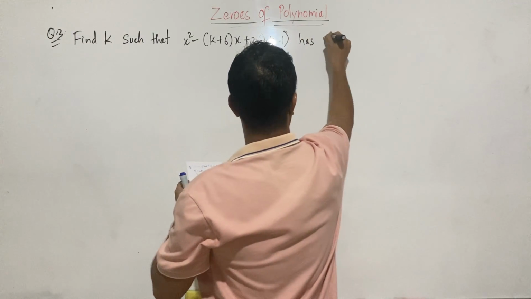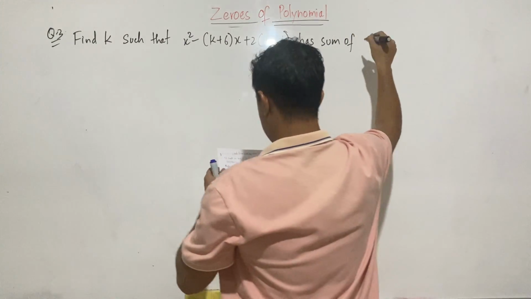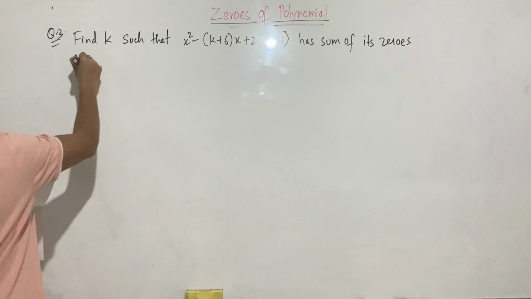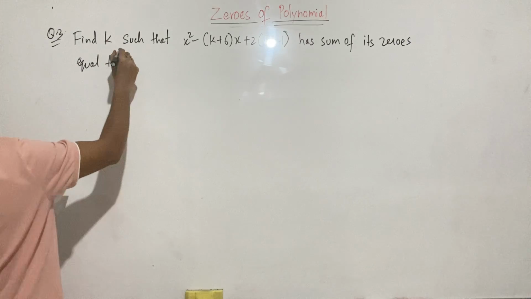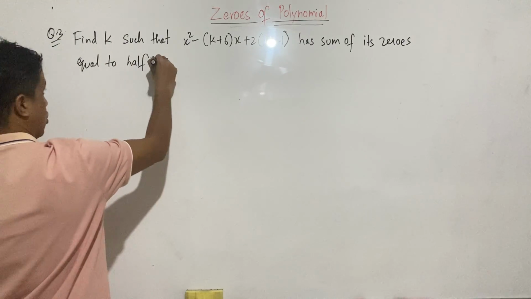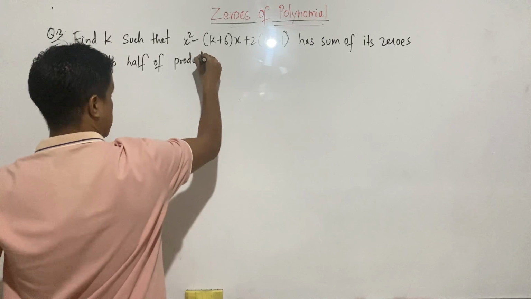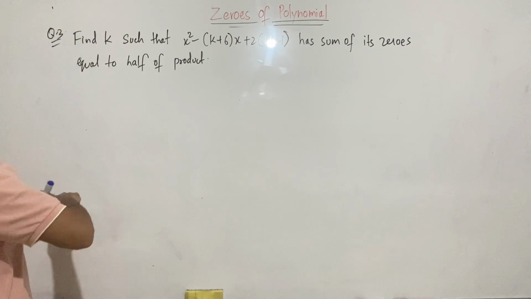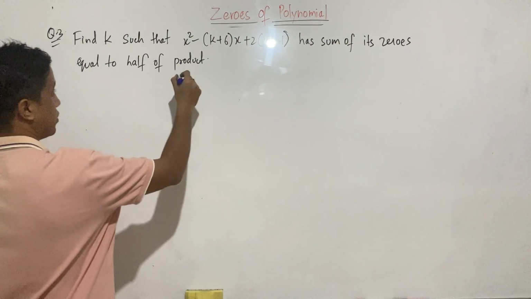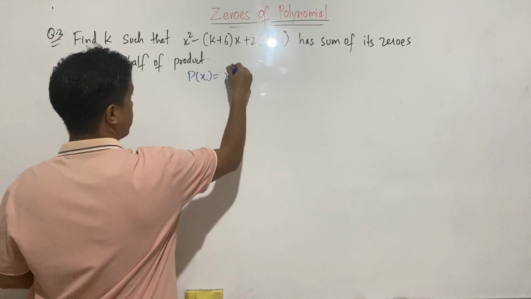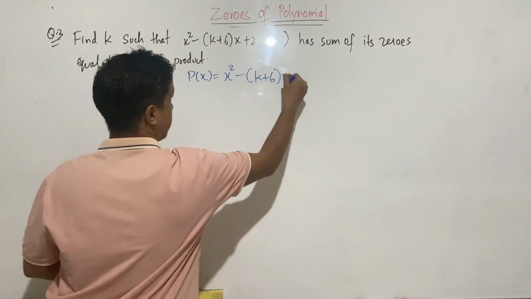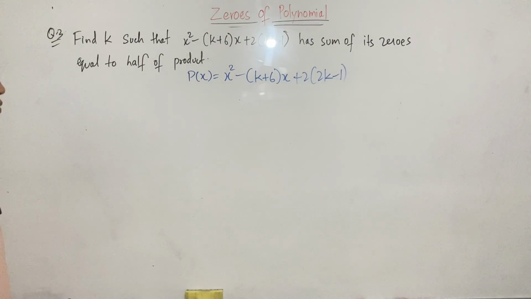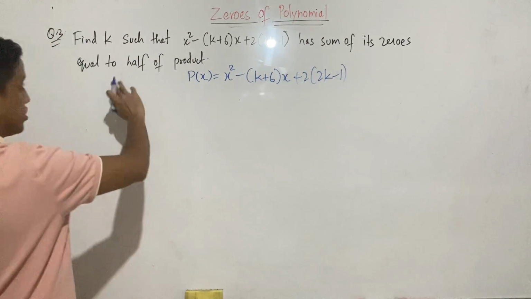has the sum of its zeros equal to half of the product. Okay, let's see this one. This is the given expression, so I can write p(x) equals x squared minus (k plus 6)x plus 2k minus 1, right? Now it has the sum of its zeros equal to half the product.